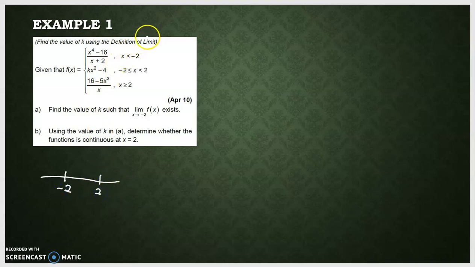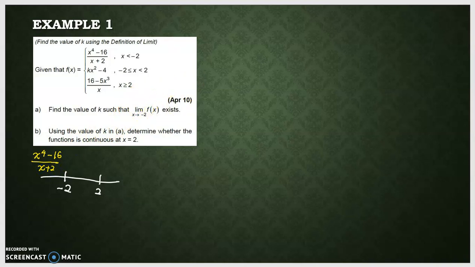When x is less than -2, that means on the left hand side of -2, the function is x to the power 4 minus 16 over x plus 2. So the first function when x is less than -2 is x to the power 4 minus 16 over x plus 2.